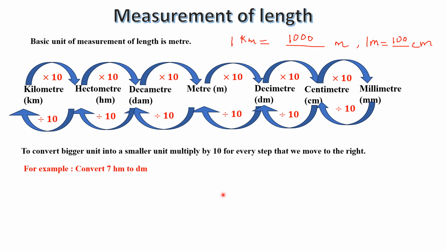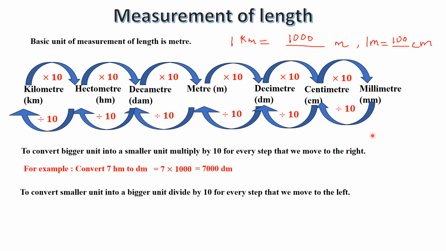Now let's do one question. Suppose I have to convert 7 hectometer to decimeter. Now hectometer is here and decimeter is here. So you have to just see how many times you are moving to the right. So 1, 2, 3. 3 times. It means you have to multiply 10 by itself 3 times to convert hectometer to decimeter. So it means I have to multiply 7 by 1000 and I will get 7000 decimeter. So isn't it easy to convert from any bigger unit to any smaller unit? You have to just multiply with the powers of 10.